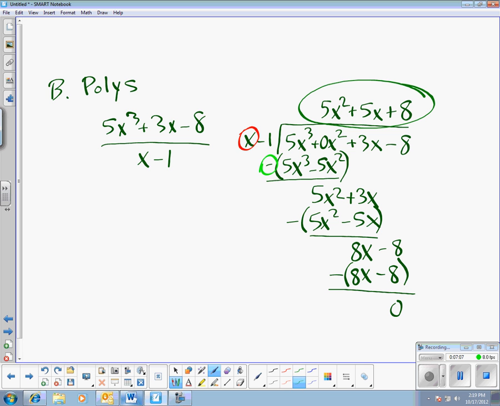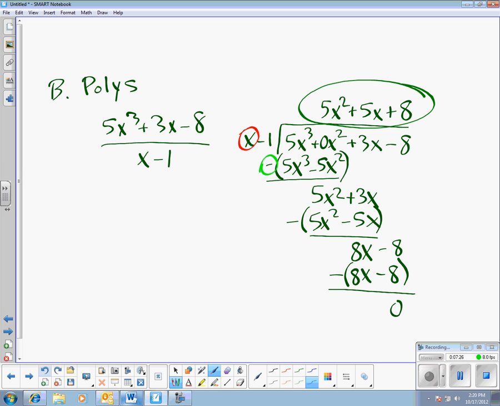If I had, just for argument's sake, had a 2 down there, I would have gone plus 2 over x minus 1. But I don't have that 2, so I don't have any remainder. All right, so that's your first polynomial long division of the year, and I hope you enjoyed it.